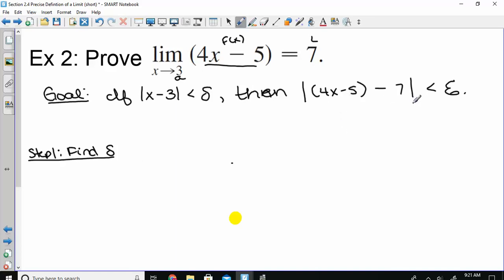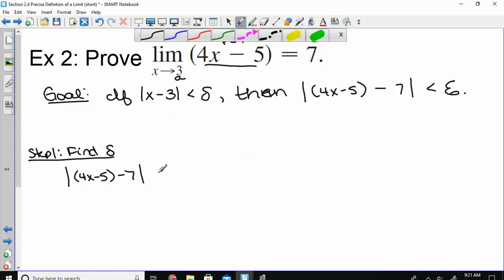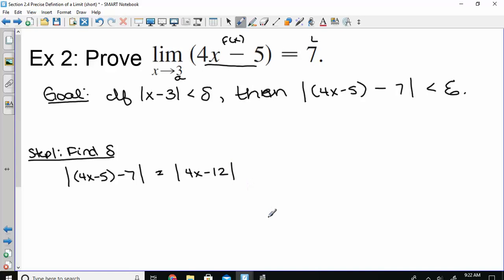To find our delta, we are actually going to work backwards from the answer. So if I take that, the absolute value of 4x minus 5 minus 7 is less than epsilon. Actually, let's not even put the epsilon yet. Let's just work with this part for a moment, to make it a little less confusing. If I simplify in here and combine like terms, you get 4x minus 12. What could you do with that? Take out a 4. Can it come all the way out in front of the absolute value? It's positive, so absolutely.